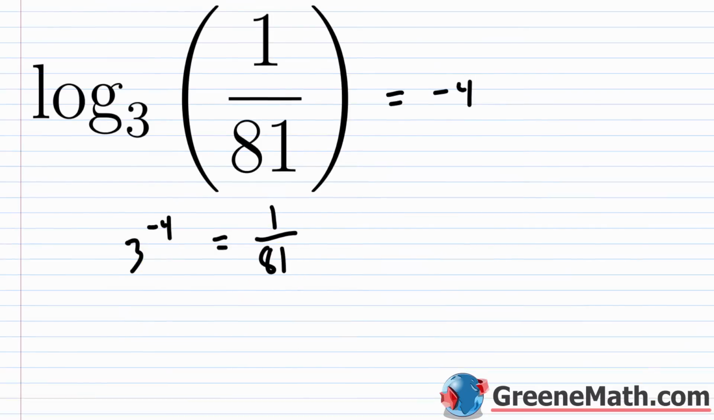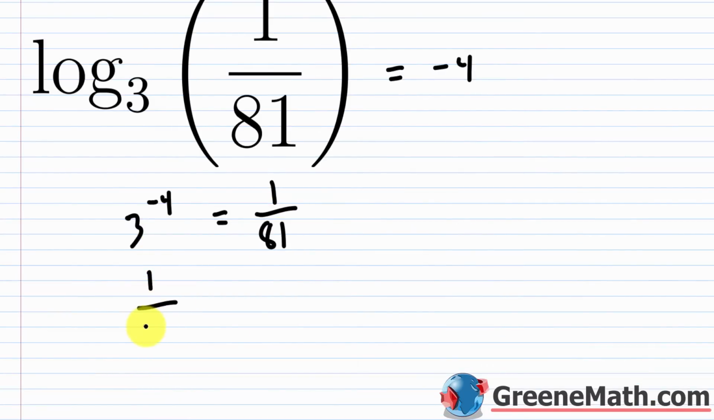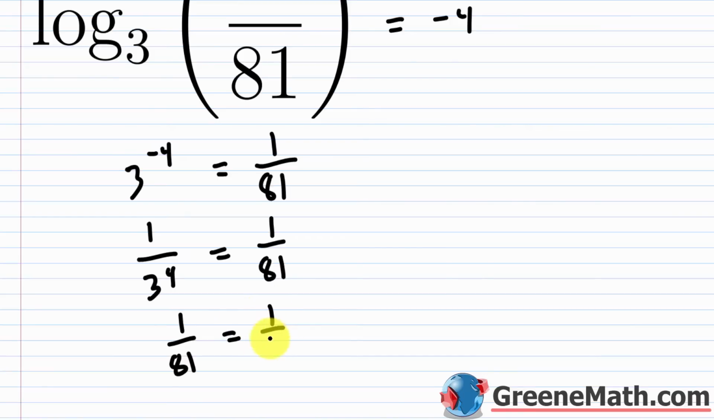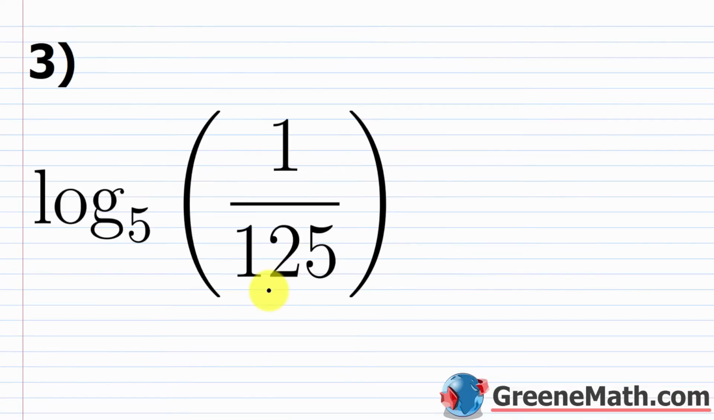If you go through it, 1/3 to the 4th power is equal to 1/81. And of course, this would be 1/81 is equal to 1/81. So our answer here, -4, is correct. All right, let's take a look at problem 3.